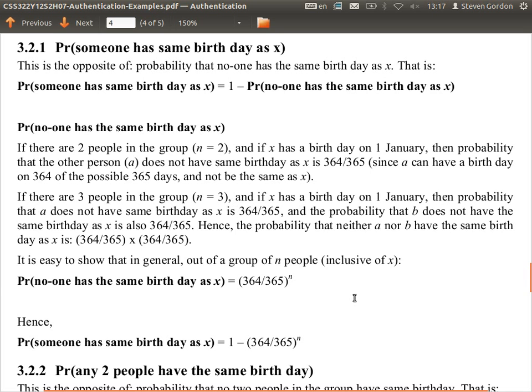And hence the probability that someone does have the same birthday, given that this is the probability that they don't, is 1 minus that. So this is, given some birthday x, what's the chance that in a group of n people one of them has the same birthday as me? All right, we'll see the significance of this equation shortly.